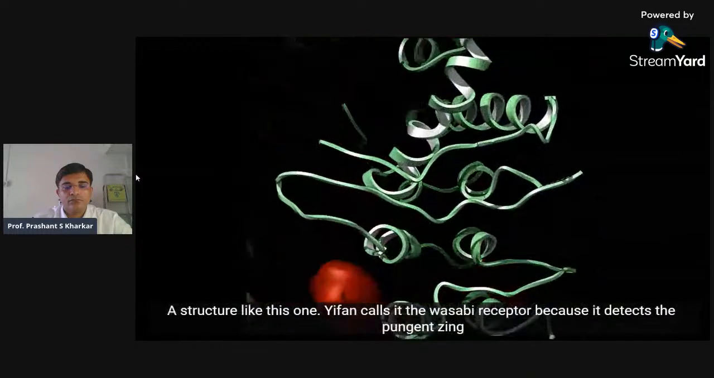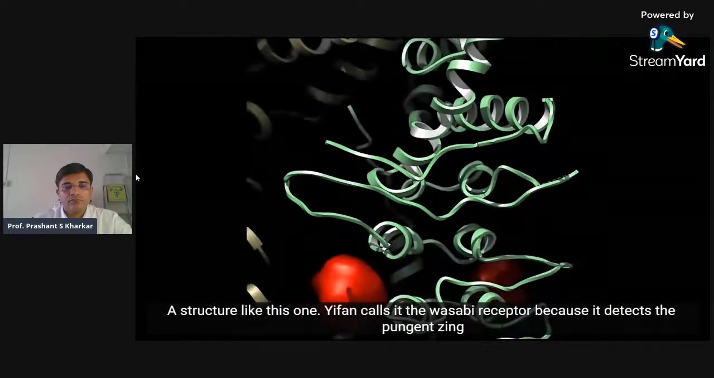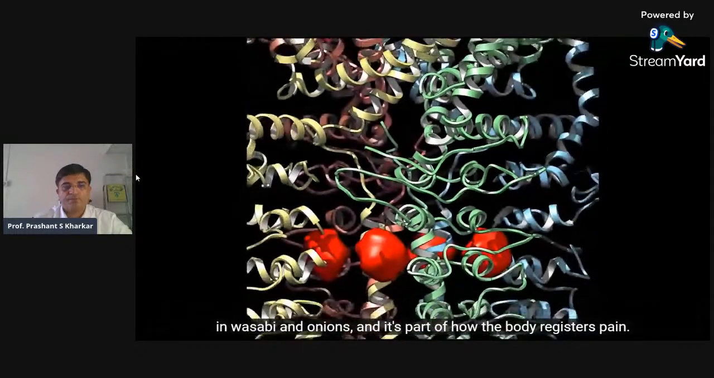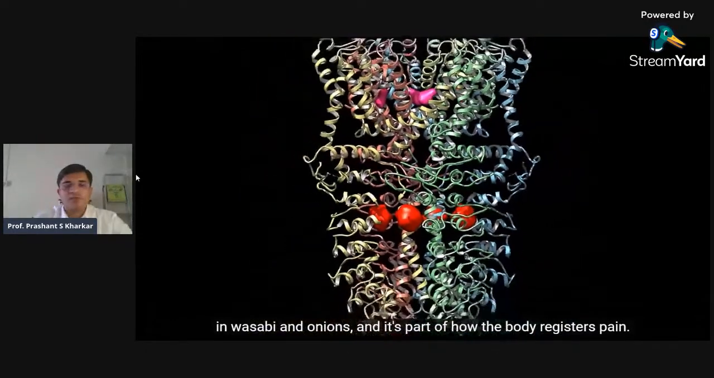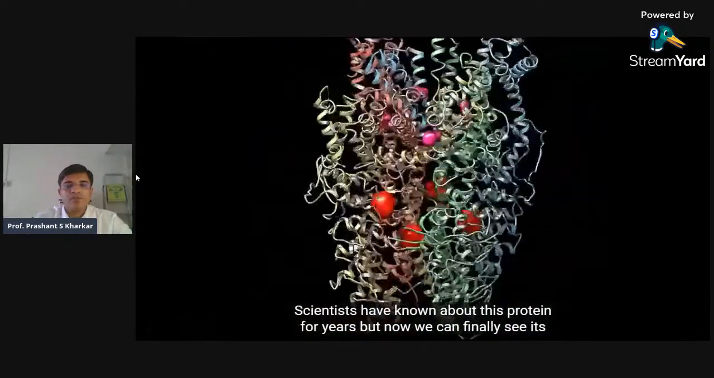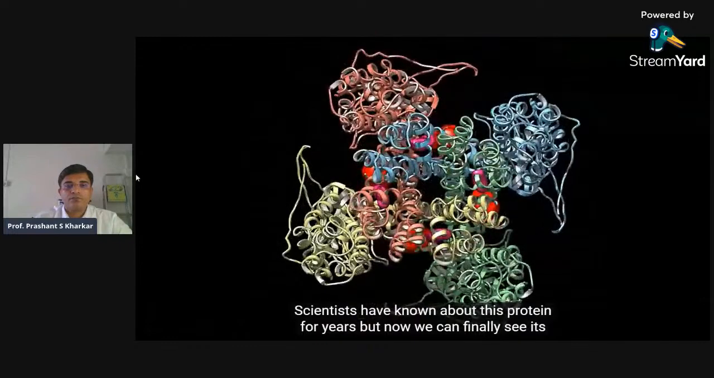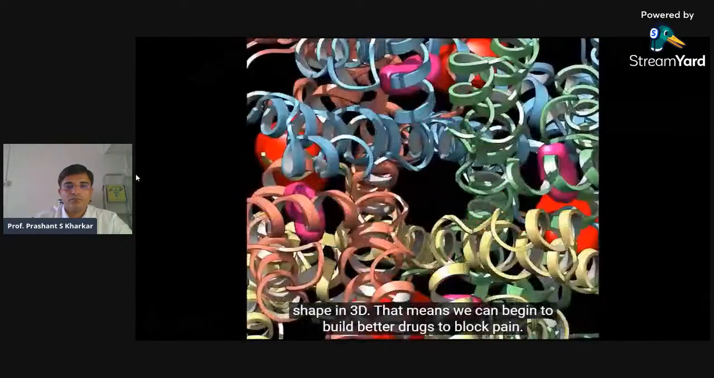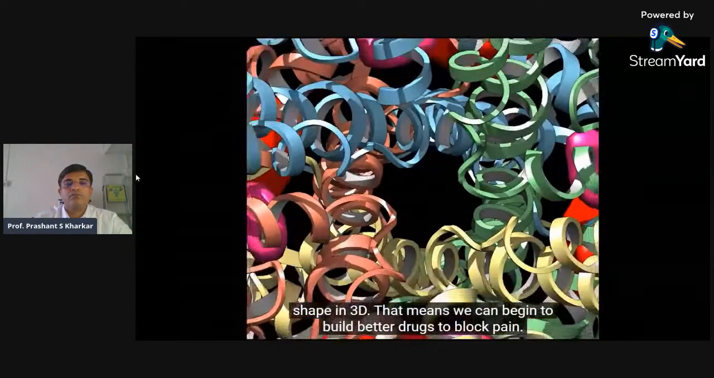Ifan calls it the wasabi receptor because it detects the pungent zing in wasabi and onions, and it's part of how the body registers pain. Scientists have known about this protein for years, but now we can finally see its shape in 3D. That means we can begin to build better drugs to block pain.